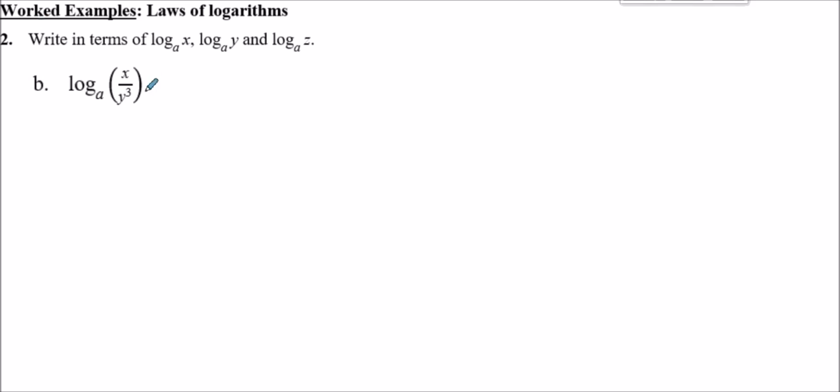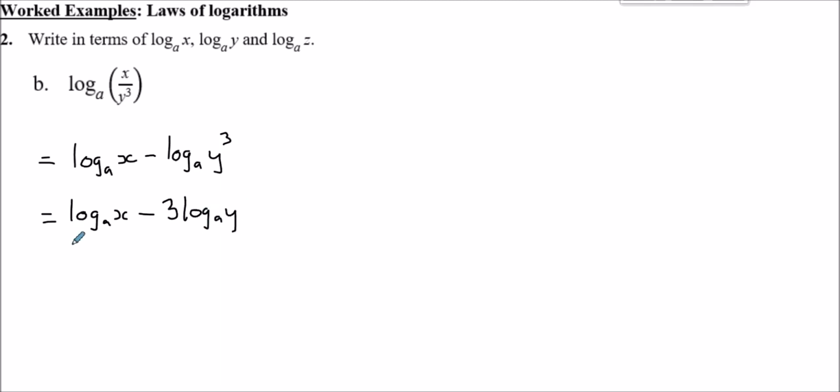Part B, we can use the division law to do this as one log take away another. So log a of x minus log a of y cubed. So leave the log a of x on its own. This one here, we can bring the 3 to the front to give us 3 log a of y, and then we're done. That's absolutely fine.